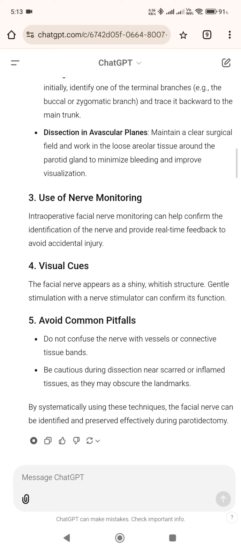By systematically using these techniques, the facial nerve can be identified and preserved effectively during parotidectomy.